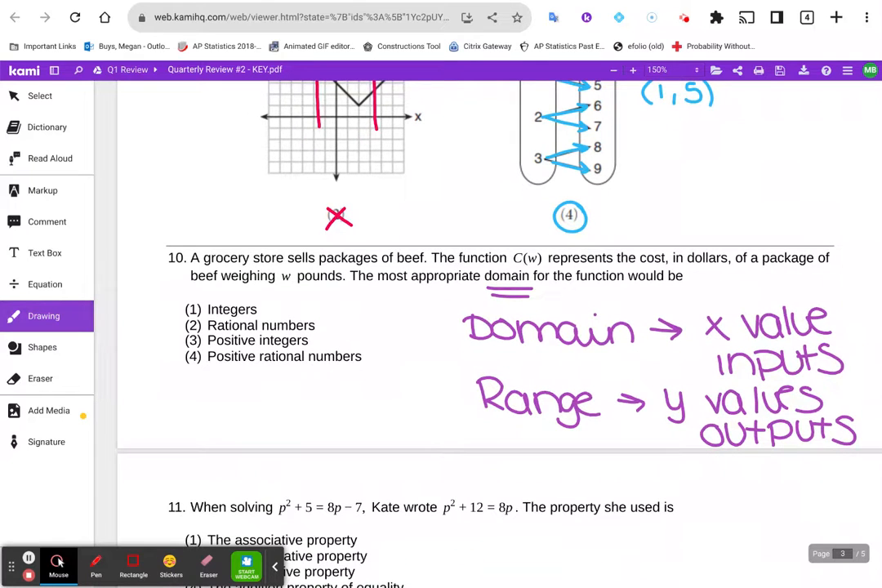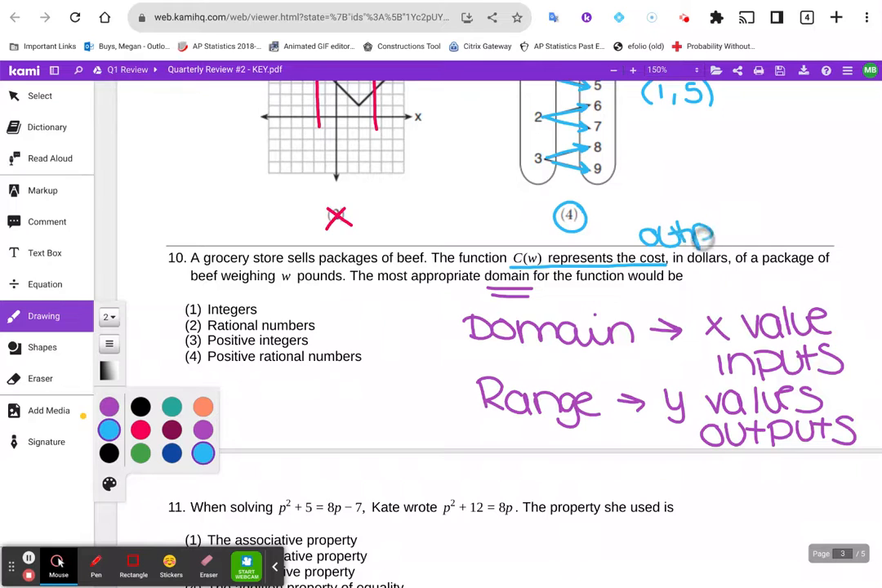So if I'm thinking about the domain, the function C of W represents the cost. This is your output. So right here, the cost is the output. So it's in dollars, but it's relying on the package of the beef weighing. So pounds of beef is your domain here. So now I have to think about it. Now there's ways around this here.